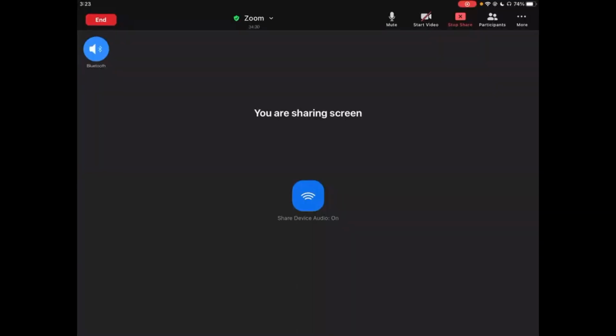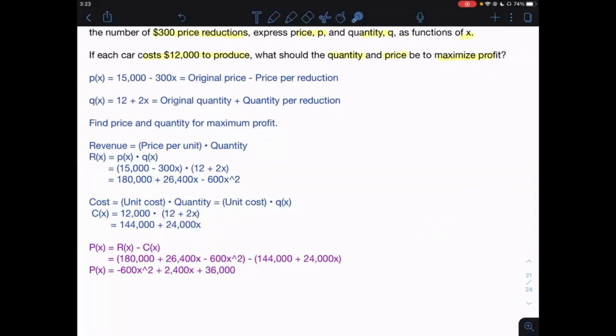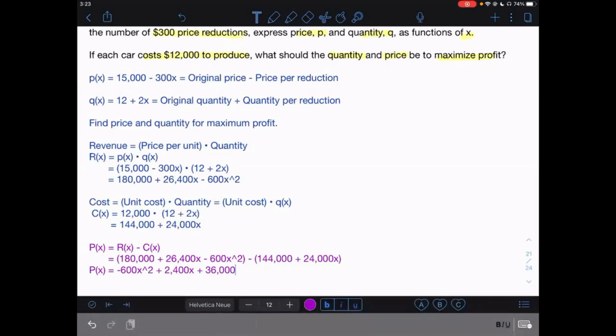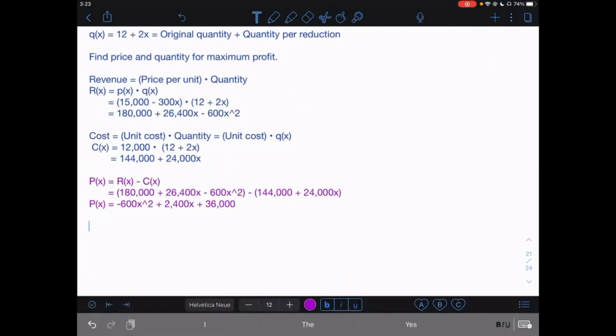Okay, so now that we have a profit function, how do we optimize it? How do we maximize and minimize the function again? By now finding its derivative. So the next step is to find the derivative of this function. So P prime of X.